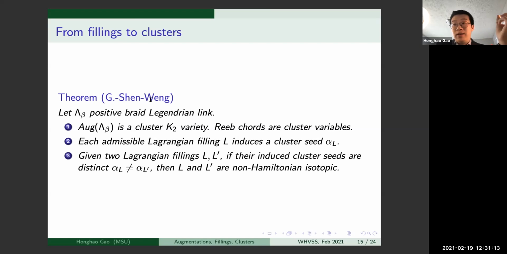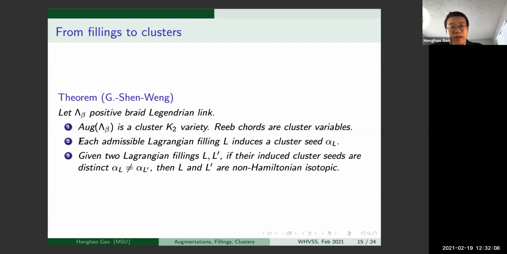But the main theorem I want to present today is that for positive braid links, we have a uniform treatment regardless of how many strands you have and how long the braid is. This is joint work with Linghui Shen and Weng. The main theorem has 3 statements. The first one is that for any positive braid, regardless of how many strands you have and how long the braid is, the augmentation variety, this particular moduli space that we were talking about, has a cluster K2 structure, and the Reeb chords are cluster variables. I'll explain what this sentence means.